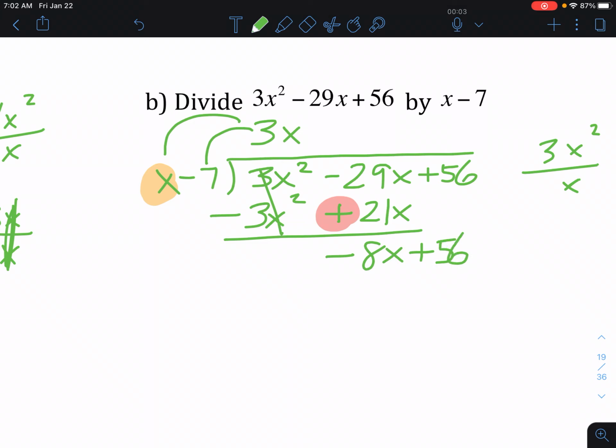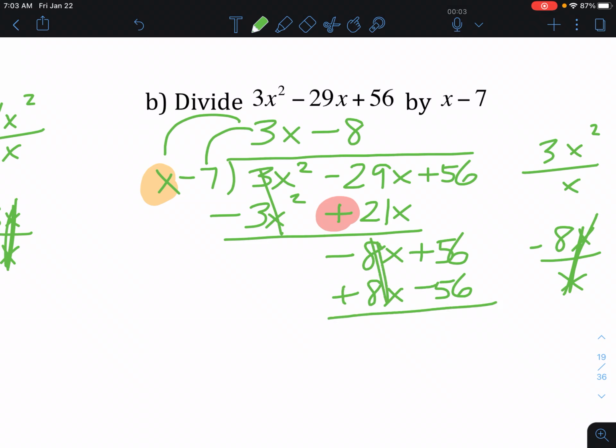And then you're going to start the cycle again. First term divided by first term. So negative 8x divided by x, that would be minus 8. And then distribute negative 8 times x, and negative 8 times negative 7. And then we want to subtract, which is essentially just change the signs. That'll cancel. These add up to 0. So you do not have a remainder in this problem. Your answer is 3x minus 8.